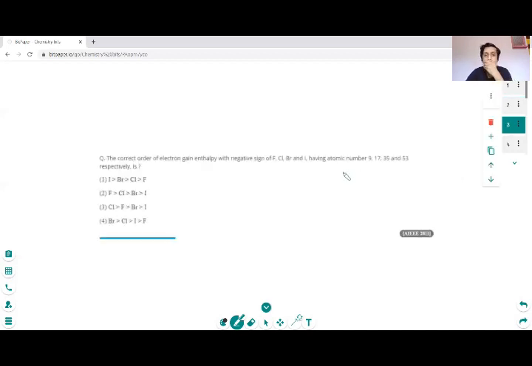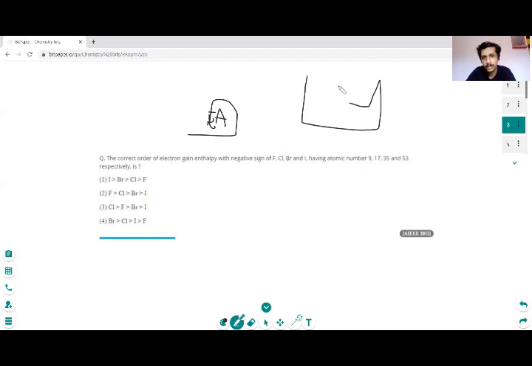So the next question is the correct order of electron gain enthalpy. It is nothing but electron affinity. It is the ability to take the electron, the ability to attract the electron, also known as electron gain enthalpy. Here we have four elements: fluorine, chlorine, bromine, iodine. And in the periodic table, we know when you go down the group, electron gain enthalpy decreases.